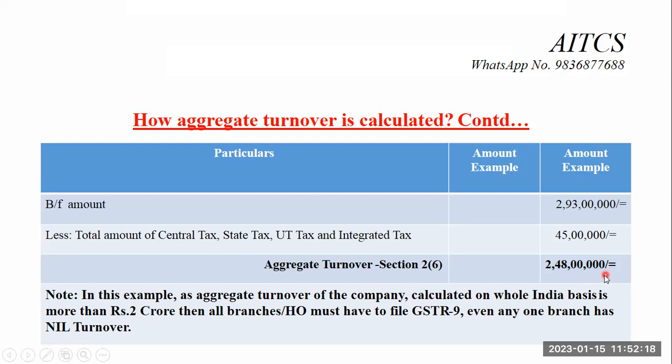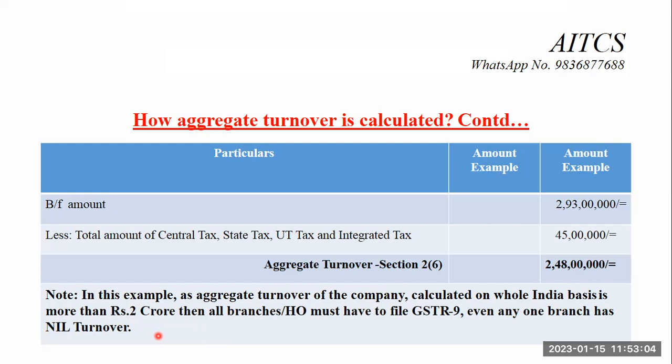So, if we take this example and need to decide whether GSTR 9 is applicable in this case or not, we can say that as the aggregate turnover of the company calculated on a whole India basis is more than rupees 2 crore, then all branches and the head office must file GSTR 9, even if any one branch has nil turnover. Students, therefore you should remember, suppose a company has a head office in Kolkata and a branch office in Mumbai.